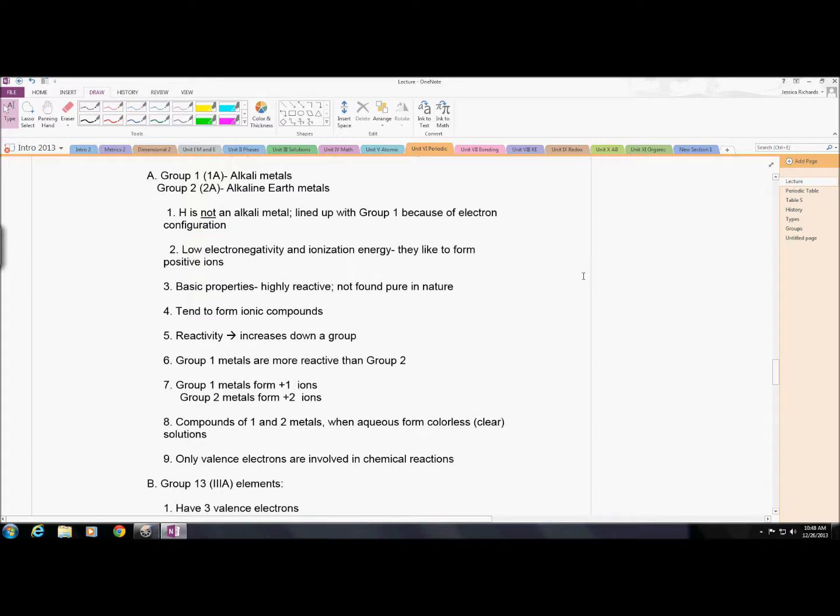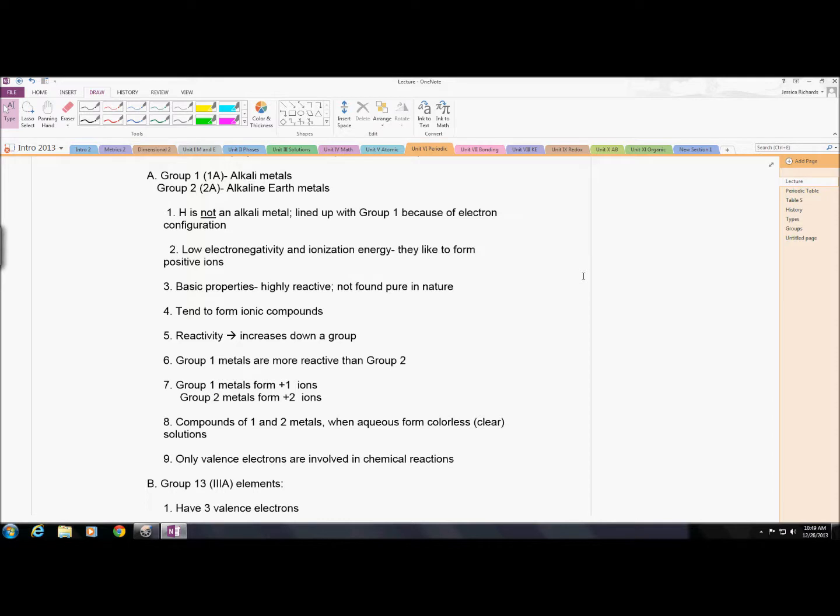So group 1, 1 valence electron, group 2, 2 valence electrons. That means group 1 is going to lose 1 electron and become plus 1 ions. Group 2 are going to lose 2 electrons to become plus 2 ions. This way they can look like the closest noble gases. They all have low ionization energies and low electronegativities. They're very metallic. They're very reactive. You are never going to find them in nature in their pure form.